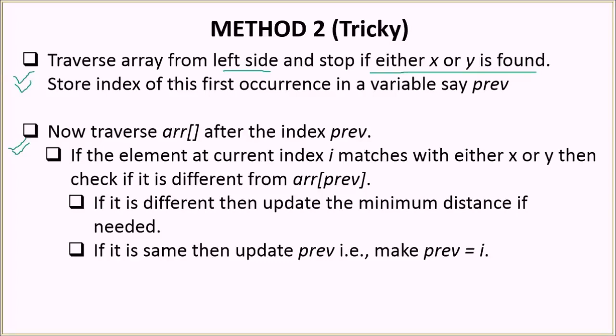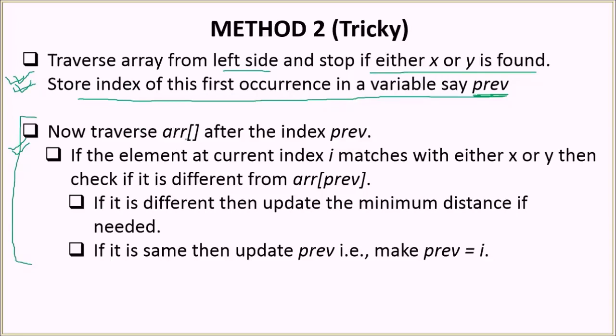The first step says that you traverse the array from the left side, and if you find either x or y, then you just stop there. You store the index of this first occurrence in a variable called previous, prev for short. So it will contain the index of the first occurrence of x or y till this point. Then we'll come to the second part of the algorithm.